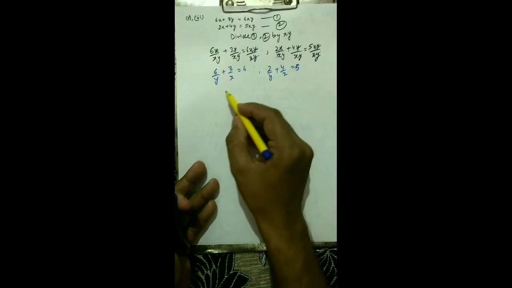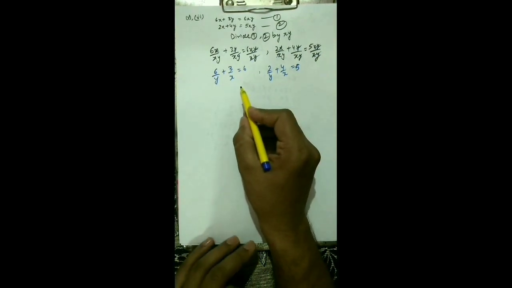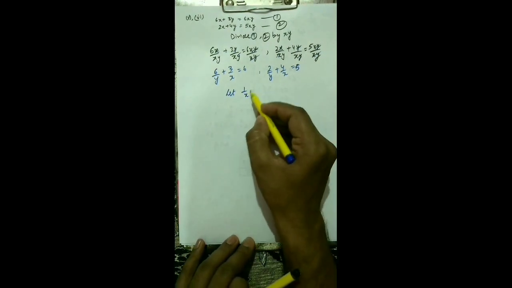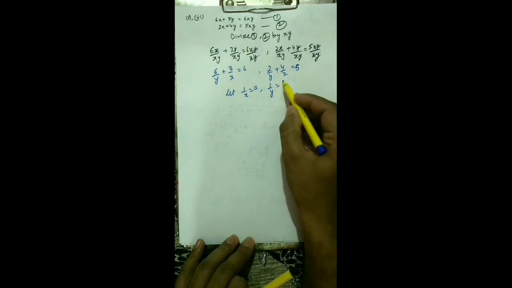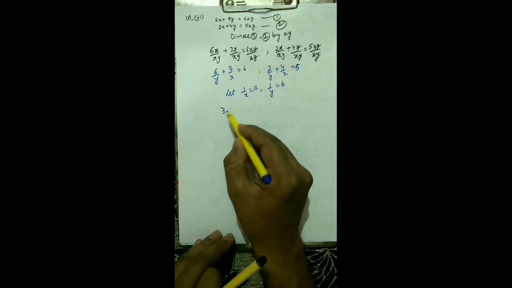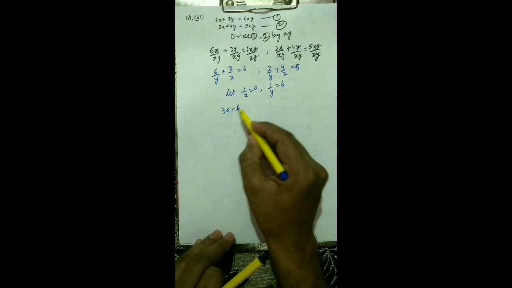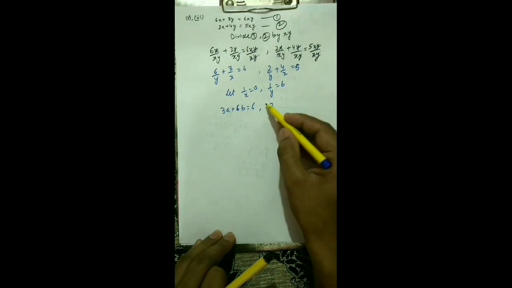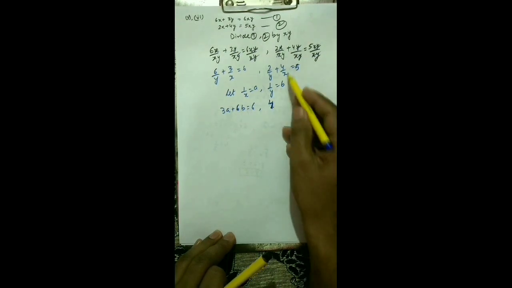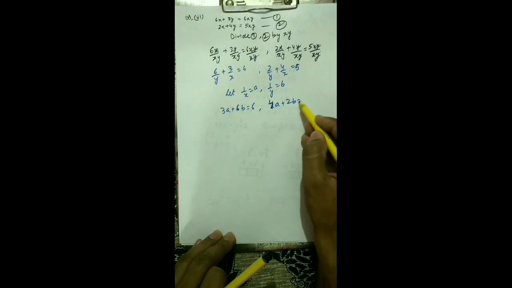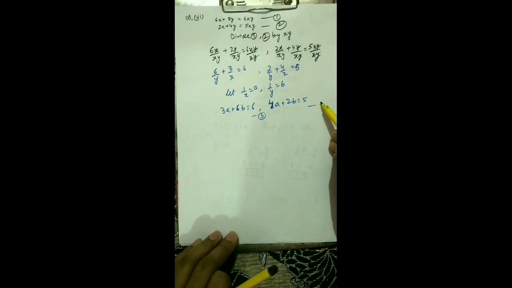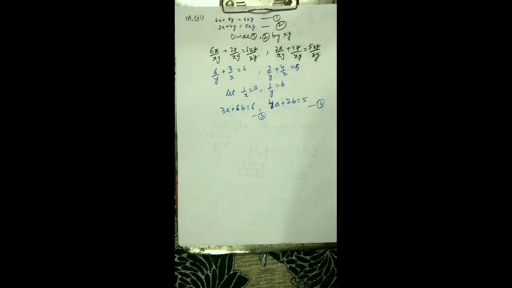So now we have done question number 1. We'll now follow as we have done in question number 1. We'll assume let 1 upon x as a and 1 upon y as b. So these equations can be written as 3a plus 6b equal to 6, and 4a plus 2b equal to 5. Now I want you to try these questions as you have done in question number 1. You should follow the same steps as you have done in question number 1.